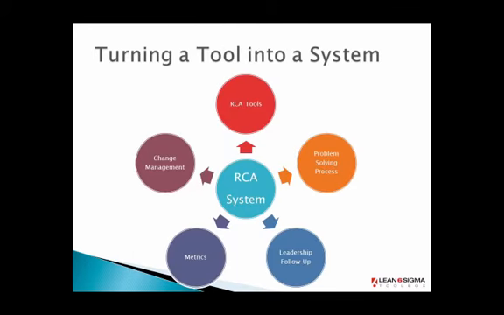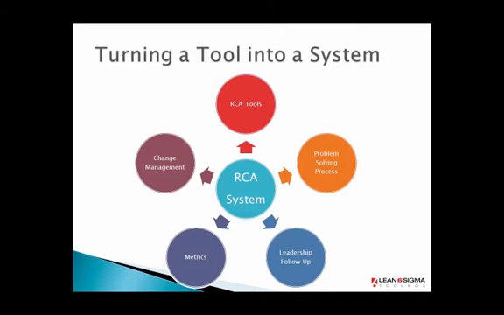So what's the difference between a tool and a system? Well, a system is a series of events and a process and cogs that all work together to get you a result. So if we're going to have a root cause system, we have to take those tools that we have and we have to actually add in a few other things. So problem solving process. We have to give our people a series of steps that they're going to go through every time they find a problem.